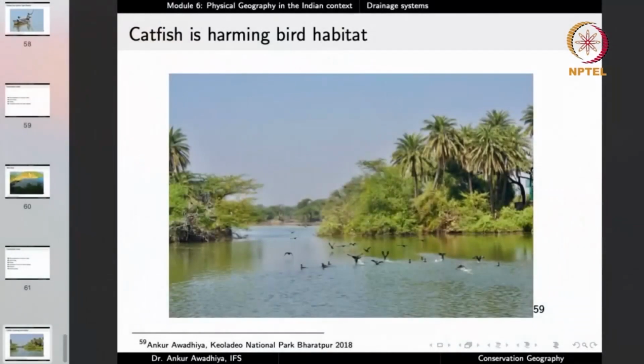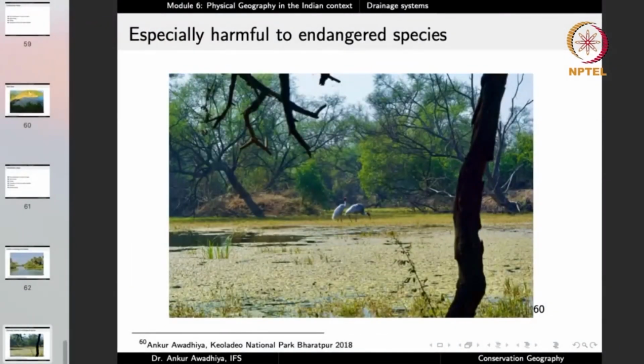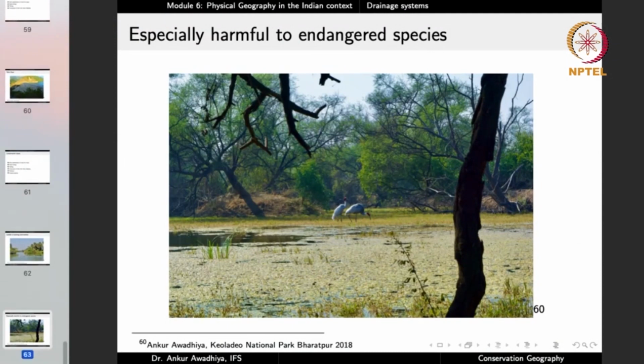These catfish are not native to these areas. We have brought these catfish from Africa, and now they are posing a major conservation challenge. These are especially harmful to endangered species, because in Bharatpur we have the Saras cranes, an endangered species. So while India has a large number of rivers, a wide variety of drainage patterns, if we do not take care of our rivers, it is possible that we will soon lose them, and with them a large biodiversity of our country. So that's all for today.